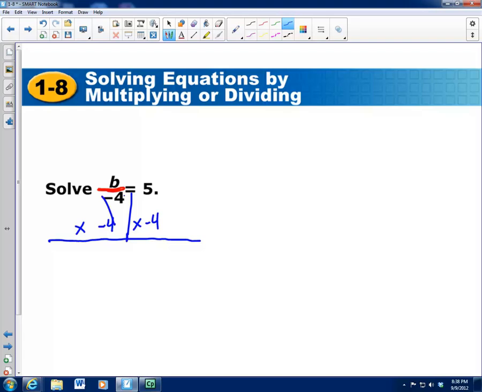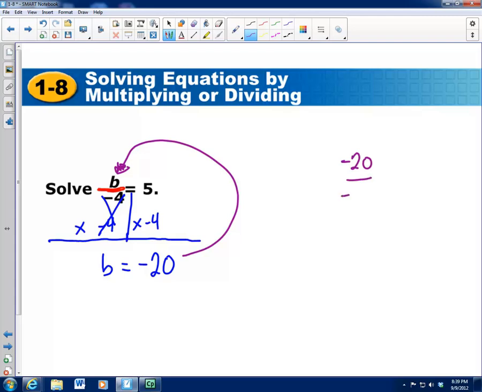So my 4's cancel, which leaves me with b equals, okay, now I'm going to have to multiply 5 times negative 4. Well, 5 times negative 4 is negative 20. And again, we can substitute this value back into my variable up here and check that. So I could put negative 20 over negative 4 and see if that equals positive 5. Well, this means negative 20 divided by negative 4, which does equal positive 5. So that one checks out.